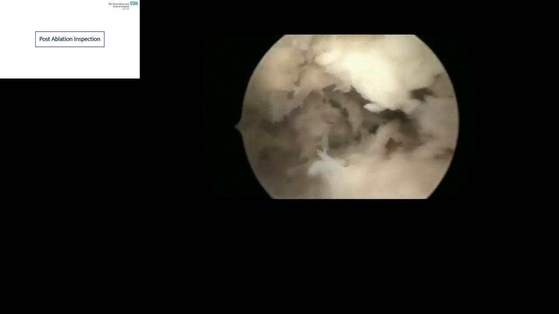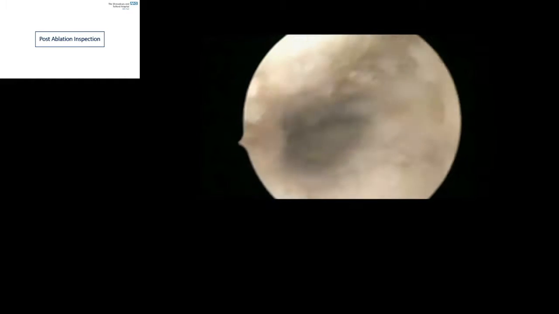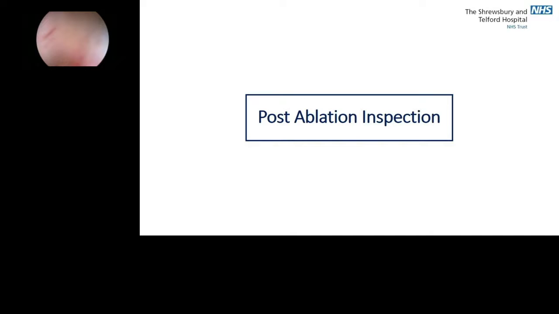So we're looking into the cavity. When you first go in, you'll find quite a bit of debris in the cavity, and sometimes it's just a case of irrigating that debris. And then we'll head up in a second just to make sure that we've seen both ostia. We've got fairly good views of the cavity, and you can see it's been ablated along its full length there.